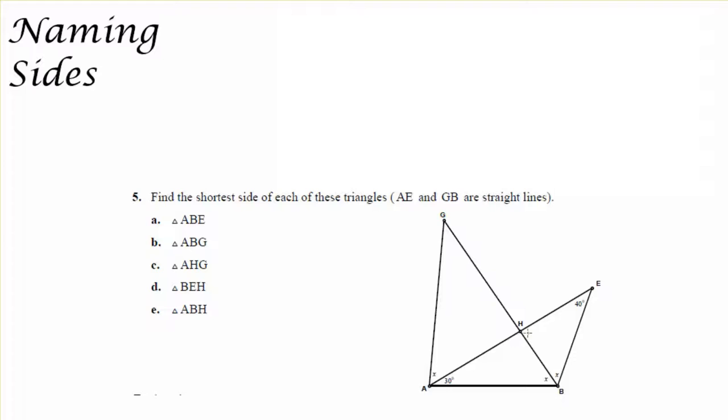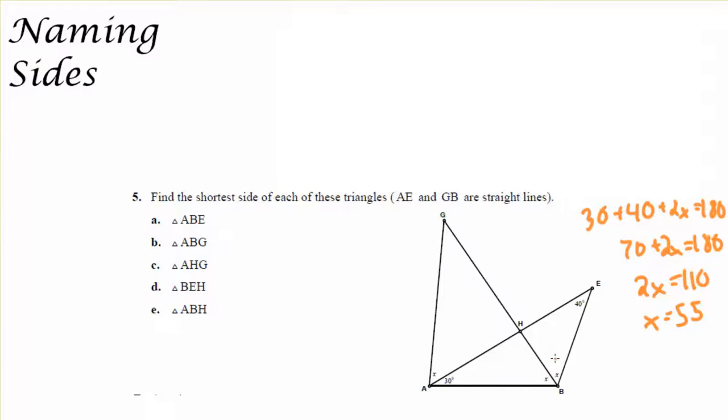Now let's take a look at a more complex example where I might have to combine various properties of triangles. I have numerous different triangles here, and I want to find the shortest side of each one. The first thing I'll do is solve for x. I can add 30, 40, and those two x's together to equal 180. After doing some algebra, I get that 2x is equal to 110, and that x is equal to 55. So let's fill in what I know: angle HBE is 55, HBA is 55, and GAH is also 55.